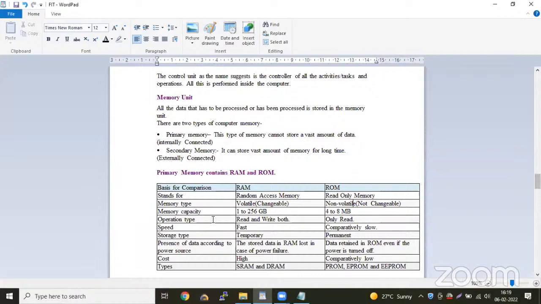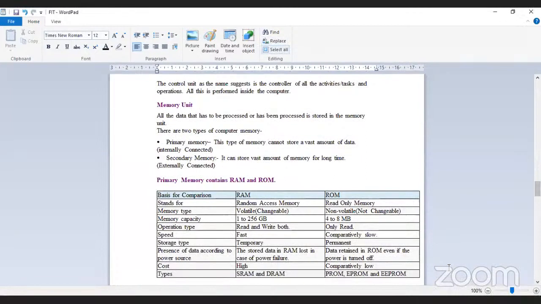Next, operation type. In RAM, read and write options are there, but in ROM it is read only. And one more thing, memory capacity: ROMs are available in MBs only. Next, storage type. Whatever data is stored in RAM is temporary, but in ROM the data is stored permanently.